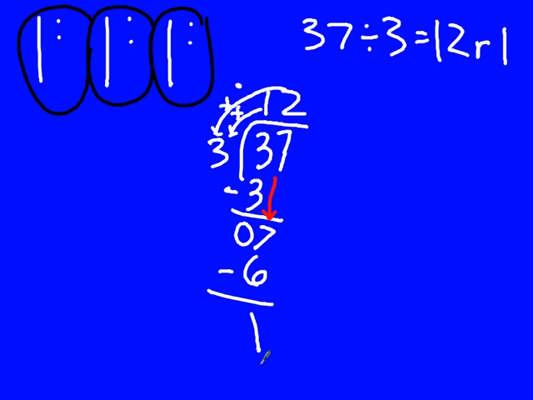But guess what? Do I have any other numbers over here to bring down? No. I'm done. But does 3 go into 37 equally? I have this right here left over, and that becomes my remainder. 12 remainder 1. Didn't we have 1 left over? See how it's the same? Okay? So that's how we divide. That's how we get remainders. It's really easy with the pictures. If you don't draw out the pictures, you can still find the remainder just the same.